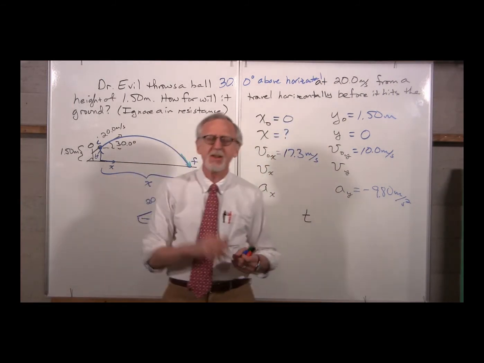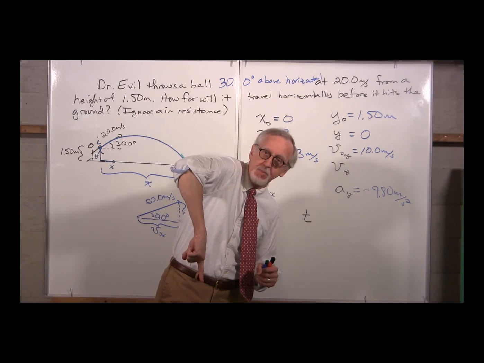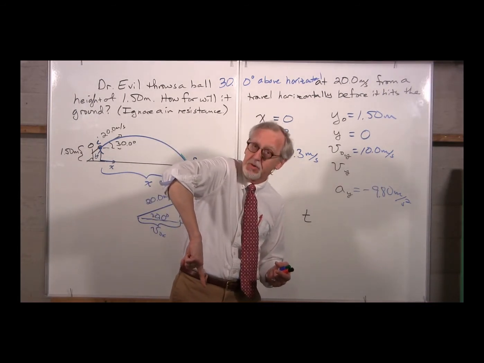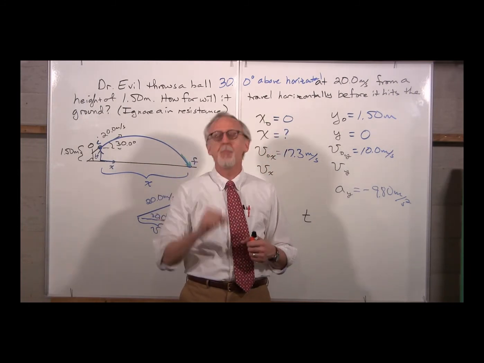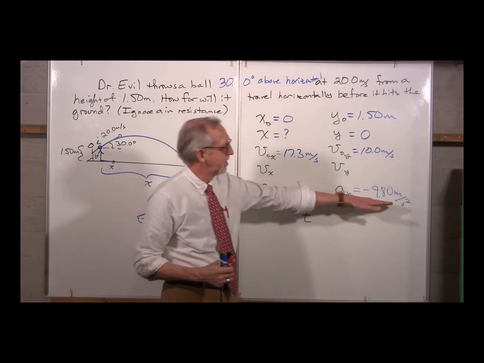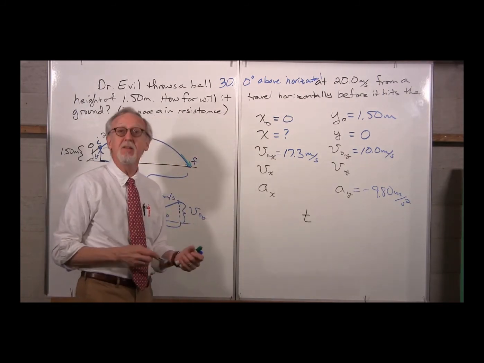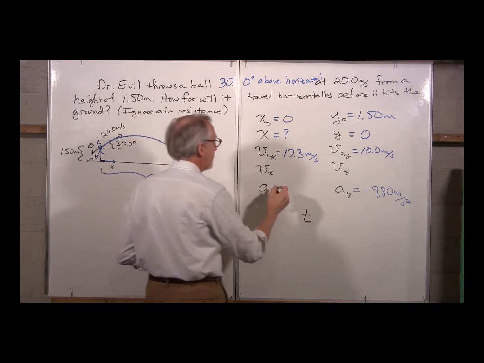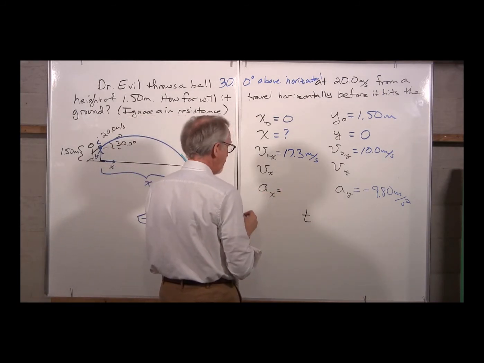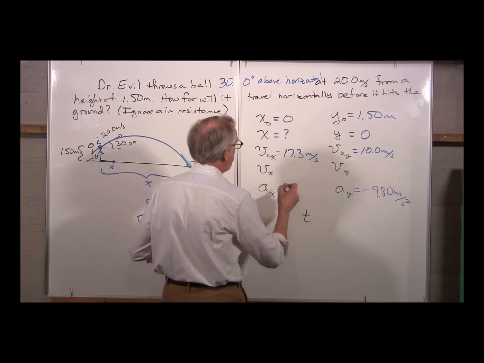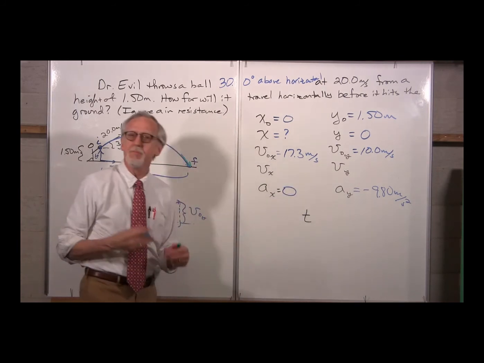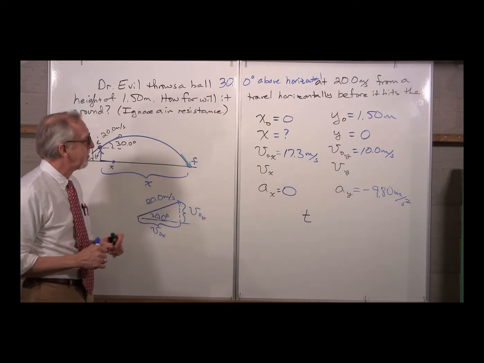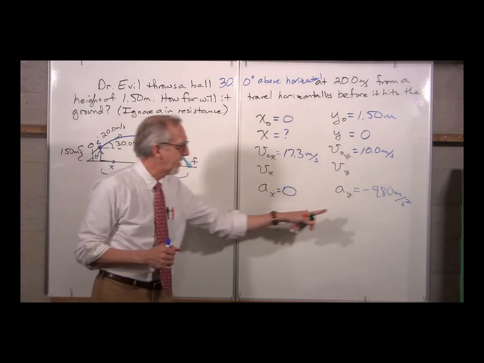If we had chosen our y-axis to point down, then the acceleration would be positive, because it would be in the direction of the positive direction. But we chose positive upwards, so a sub y is negative. A sub x, again, the acceleration is straight down along the negative y direction, so a sub x is 0. Whoops, put this in blue. And t, do we know t? We don't. Okay. Well, there we go. Okay, very, very good. Those are all of our values.